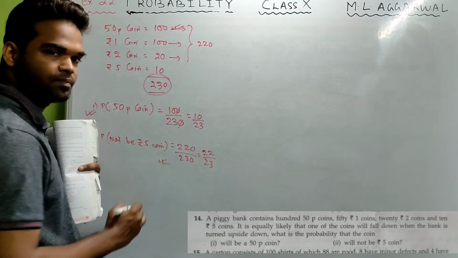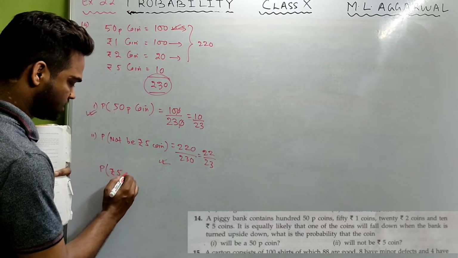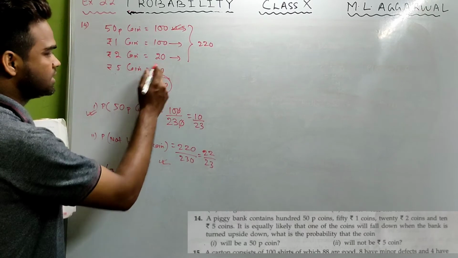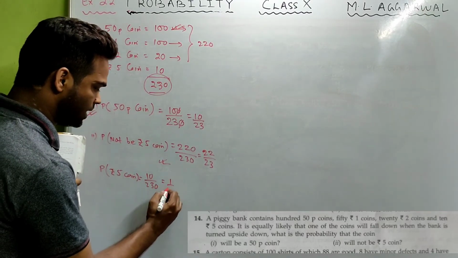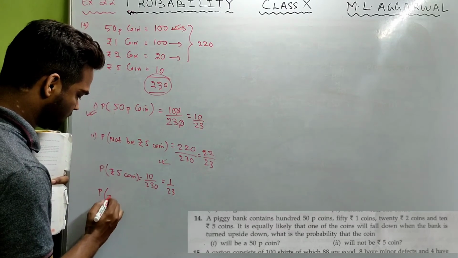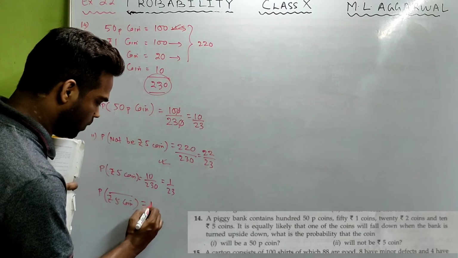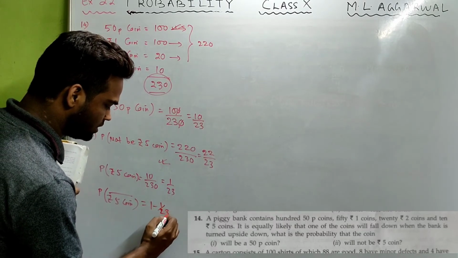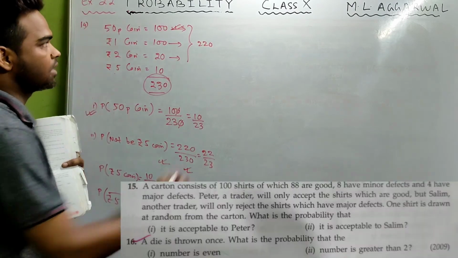That is one way. Or you can do another way, that is probability that you get rupees 5 coin is 10 by 230. That's 1 by 23. So probability that you don't get this is 1 minus 1 by 23. That's 22 by 23. Both are correct. Done.